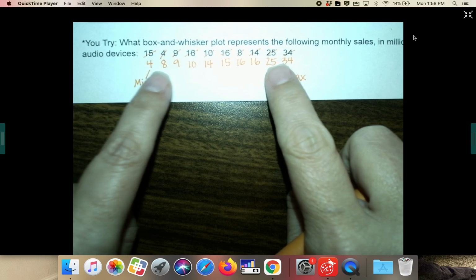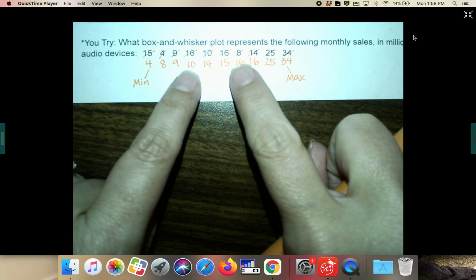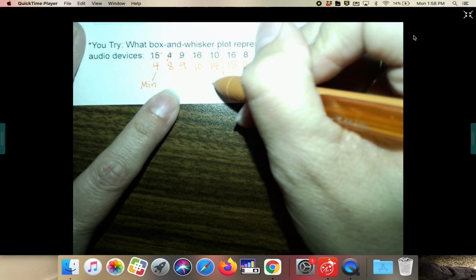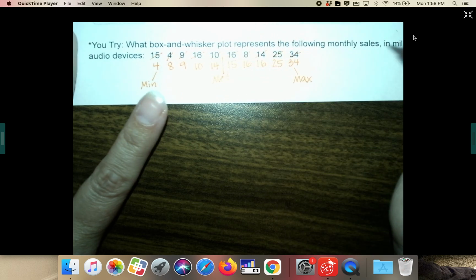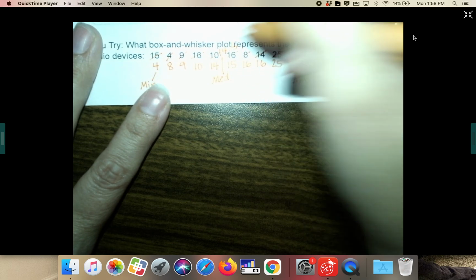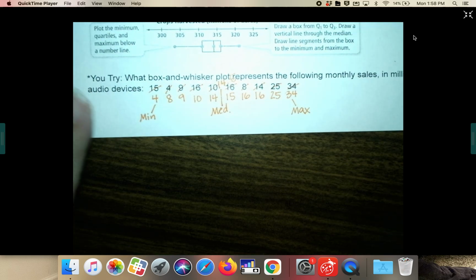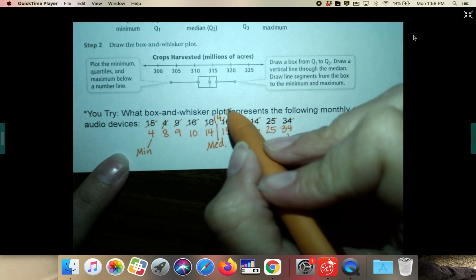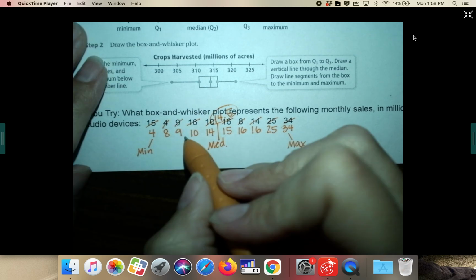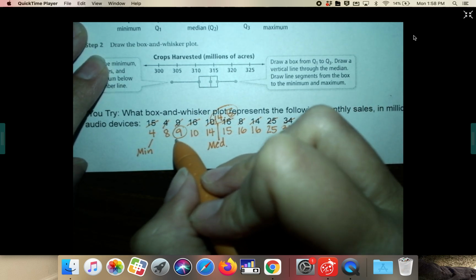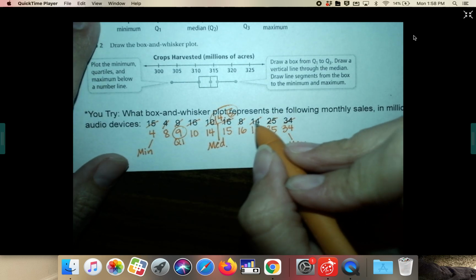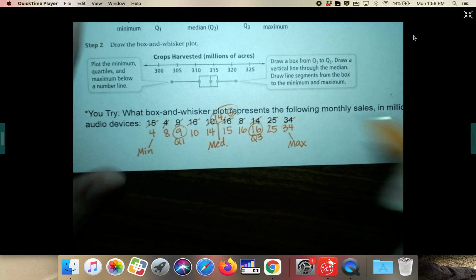So if we chop off the ends, let's see where we come to the middle. It's going to be halfway between 14 and 15, which is 14.5. Oh, that's hard to see with my light there. 14.5 is my median. Then I've got 9 as my Q1, and it would be 16 as my third quartile.